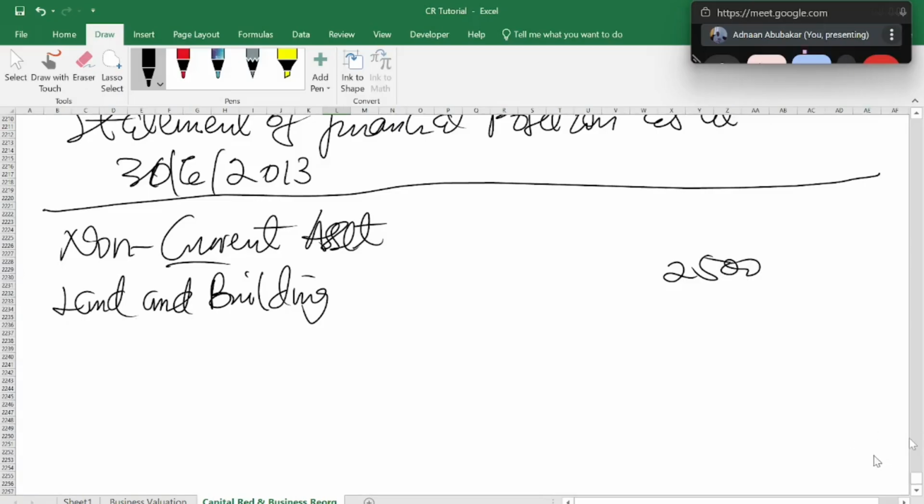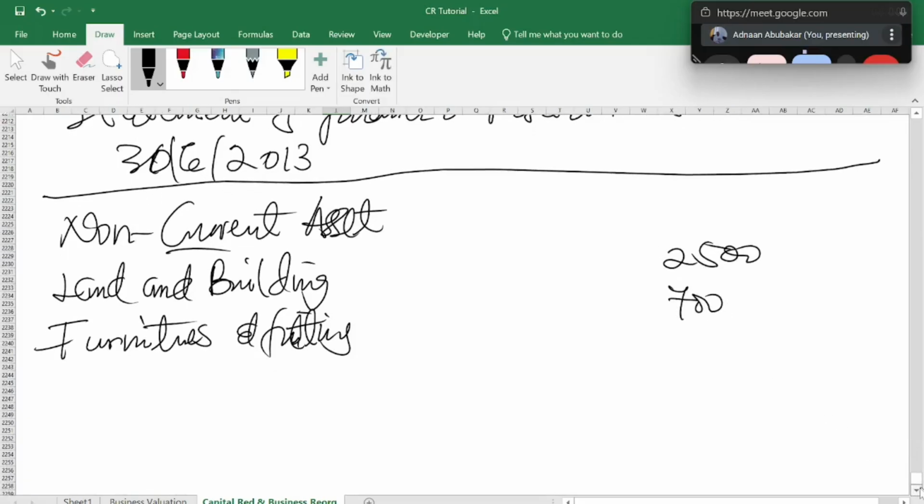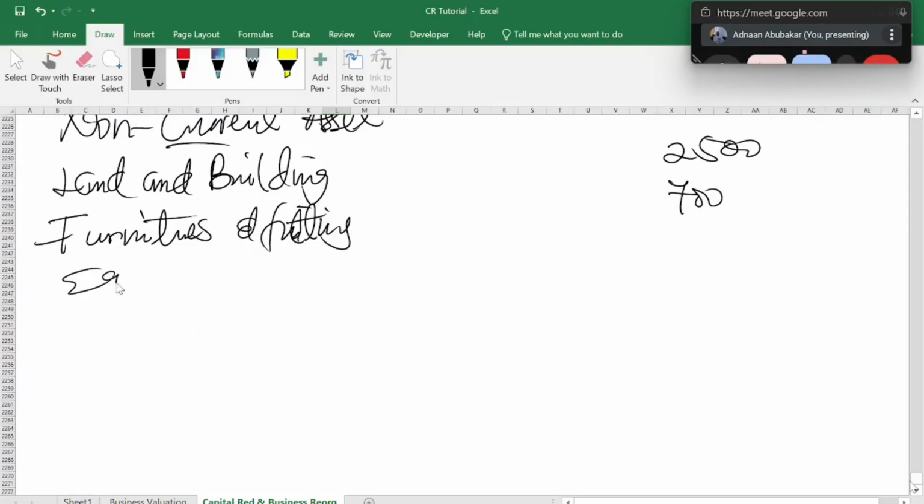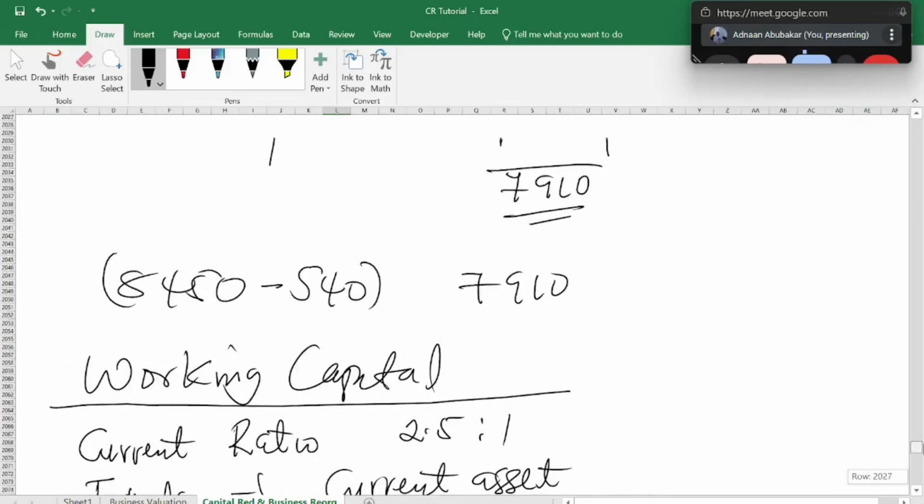The next one is furnitures and fittings. Furnitures and fittings is giving me 700. Okay, 700. Which item follows? The next item is equipment. How much? Equipment is giving me 750. 750. The next one is motor vehicle. Motor is how much? 800, sir. 800. Okay, so motor is 800.